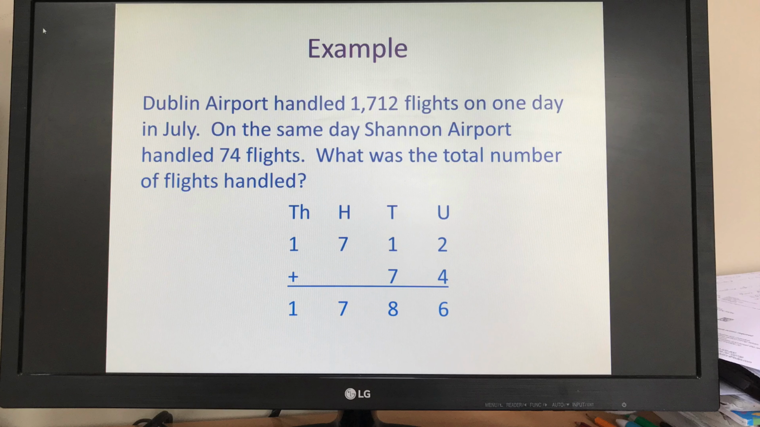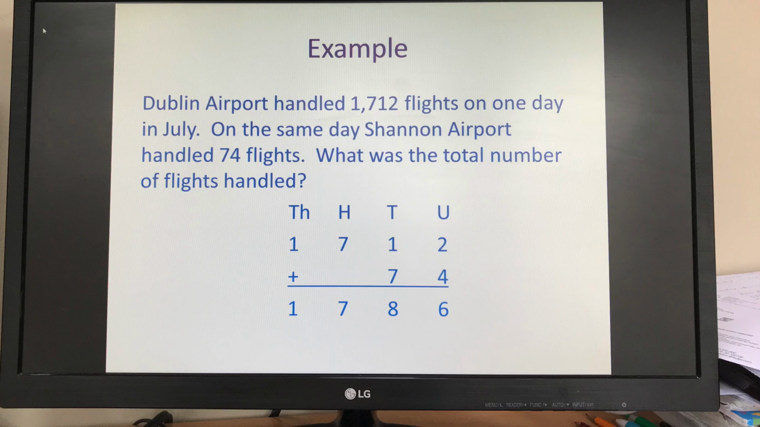In Dublin Airport, they handled 1,712 flights on one day in July. On the same day, in Shannon Airport, they handled 74 flights. What was the total number of flights handled? In other words, add those 2 numbers together. Find the total. So we lay out our numbers. We can put the larger number on top, which is 1,712. And we put the smaller number on the bottom, which is 74.